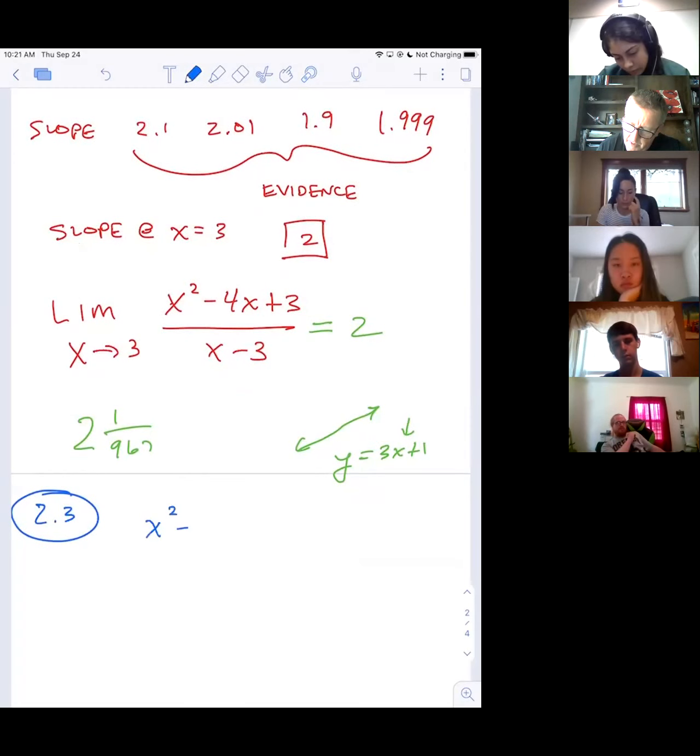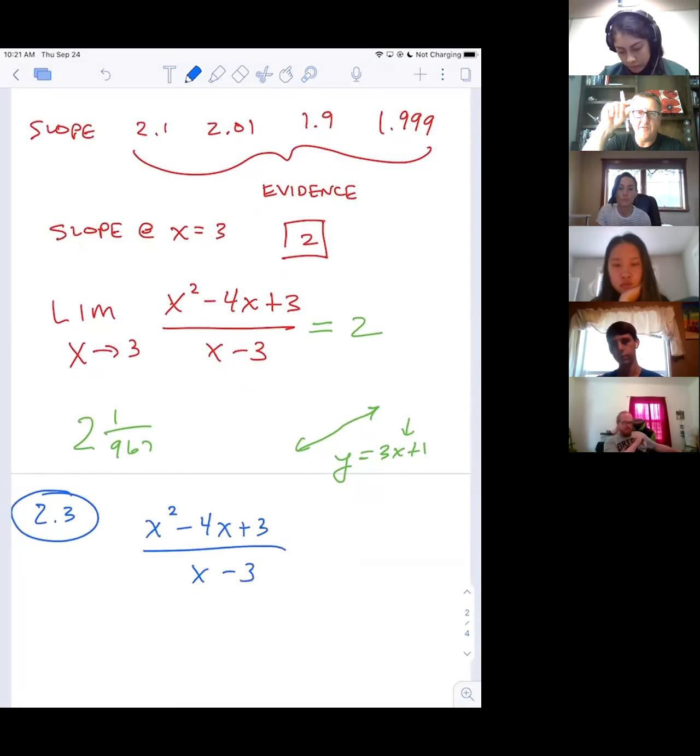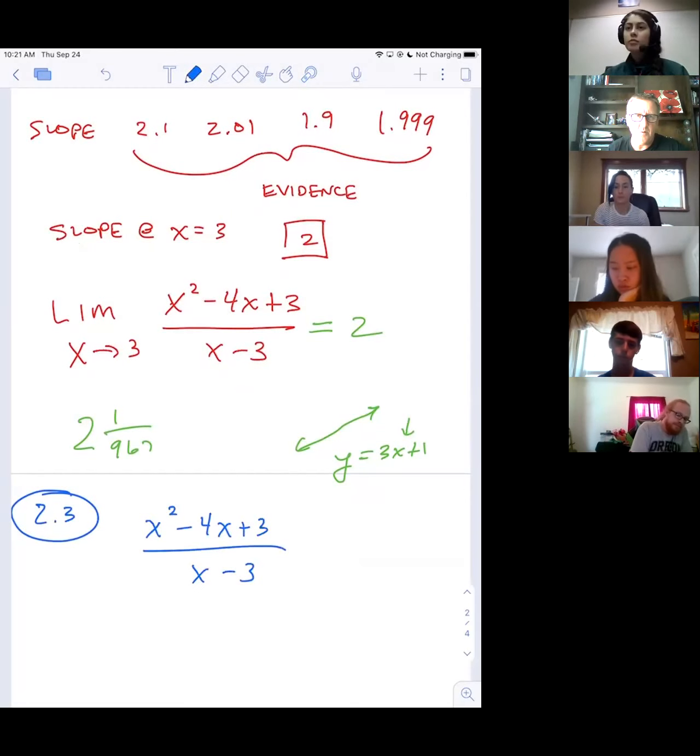This expression right here for slope, and notice this is a fraction. Slope's always a fraction, right? Because it's y minus y over x minus x. Because we're after slope, it'll always be a fraction. That expression right there will not let us plug 3 in, because it breaks and it's 0 over 0.